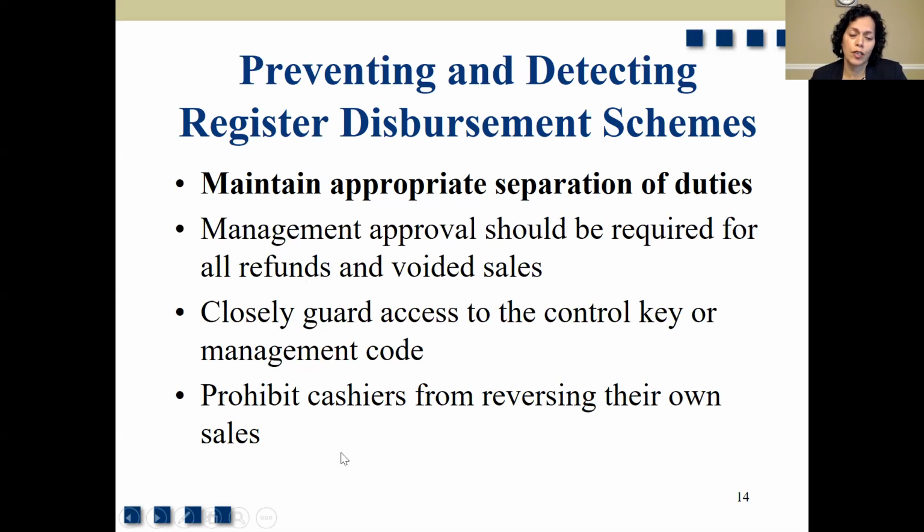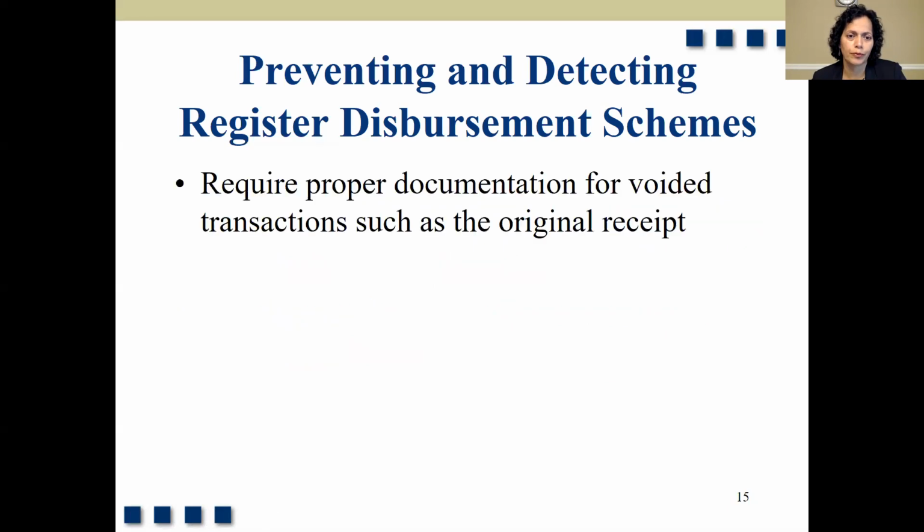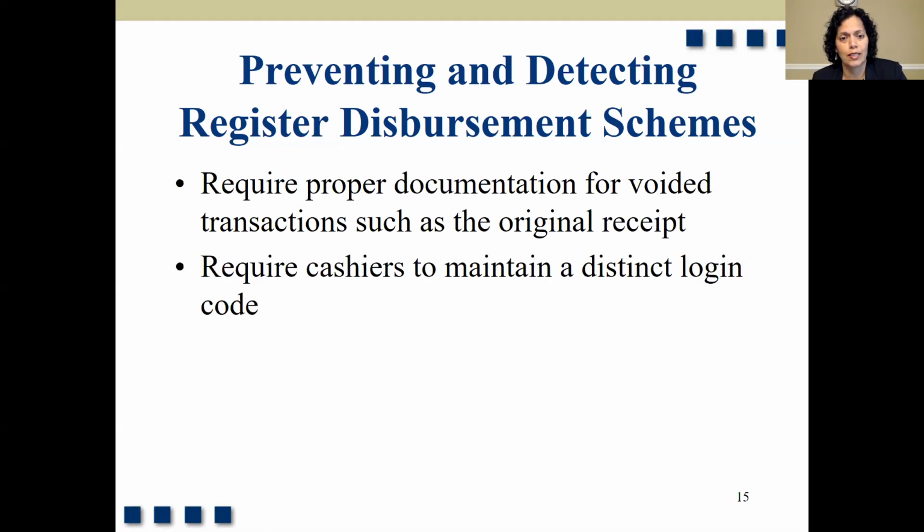Never allow cashiers to reverse their own sales. So anytime a sale is made, if it has to be canceled for whatever reason, whatever amount, you need to have a supervisor involved. Require proper documentation. So what's proper documentation? Both for voiding a transaction or for the refund, always the original sales receipt.